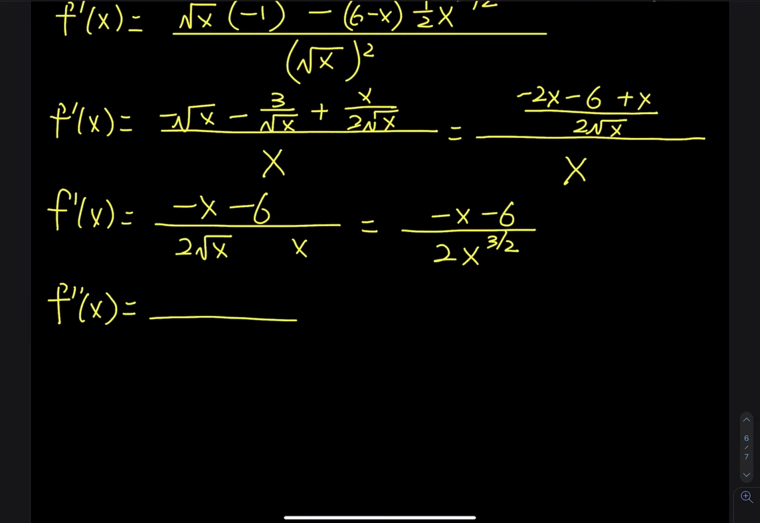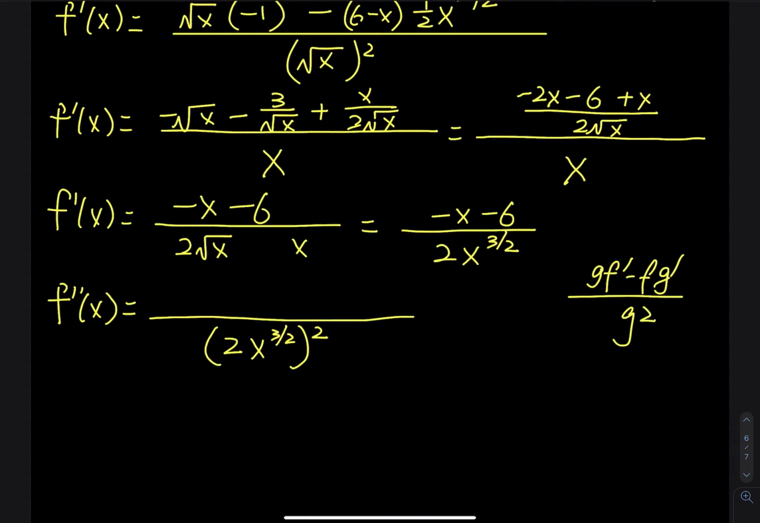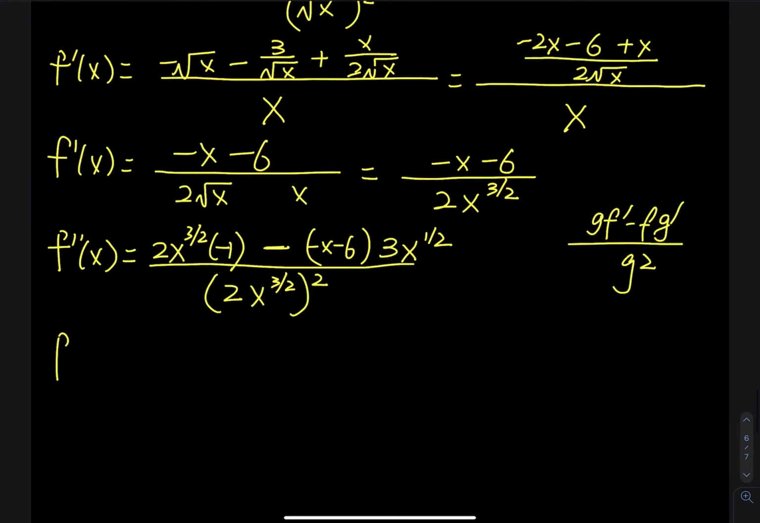We square the denominator, so 2x to the 3/2, we square that. And then this is gf prime minus fg prime divided by g squared. So you write 2x to the 3/2, and then f prime, the derivative of the top is negative 1. And then using the quotient rule, we have a minus, and then f, and then g prime. So the derivative of the bottom, you bring the 3/2 down, so you have a 3x, and then 3/2 minus 1 is 1/2, and then you have to clean up the top. This is a double prime.